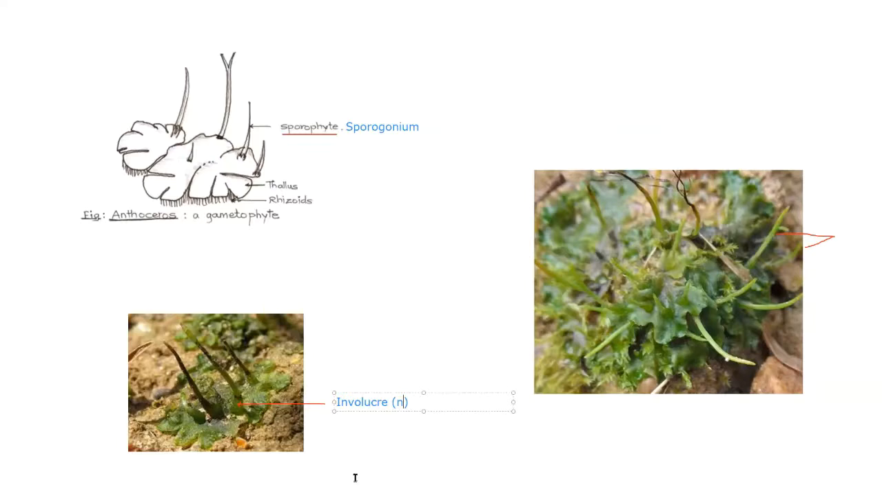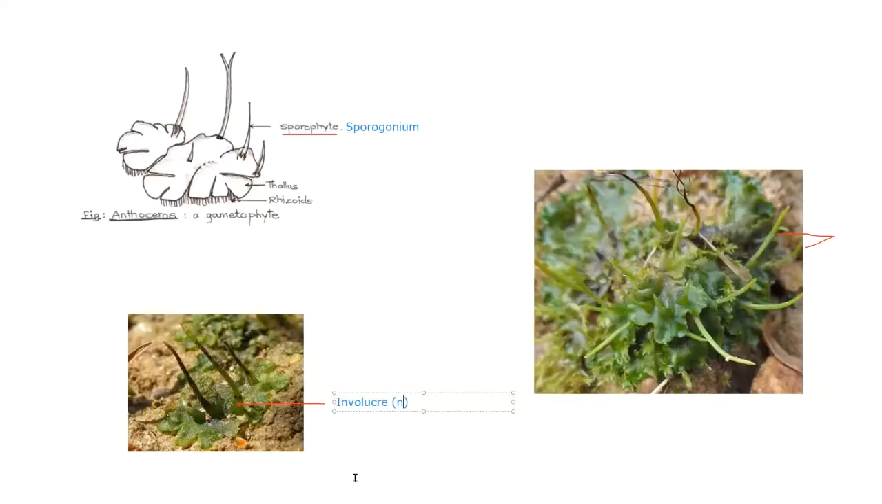Now, due to the appearance of the sporophyte, which is like bristles or horns, you can see it is coming out like horns, a number of structures coming out from the gametophyte. And that's the reason why Anthoceros is often referred to as a hornwort.